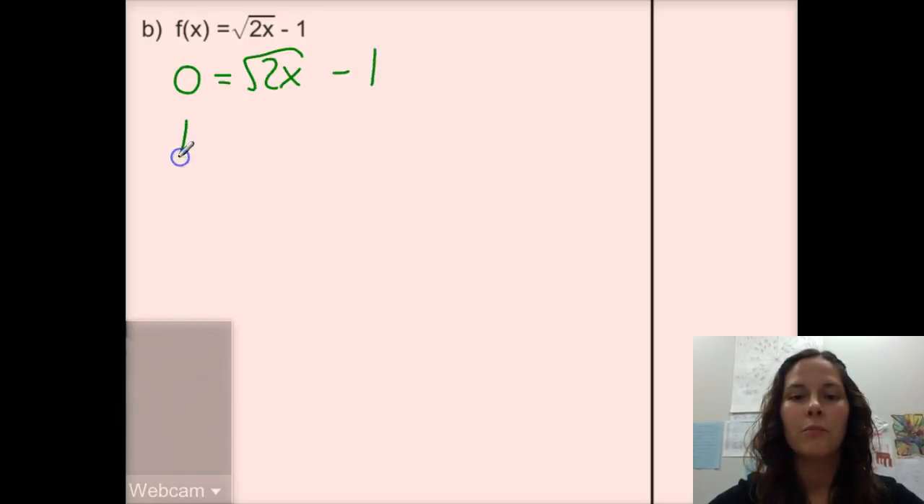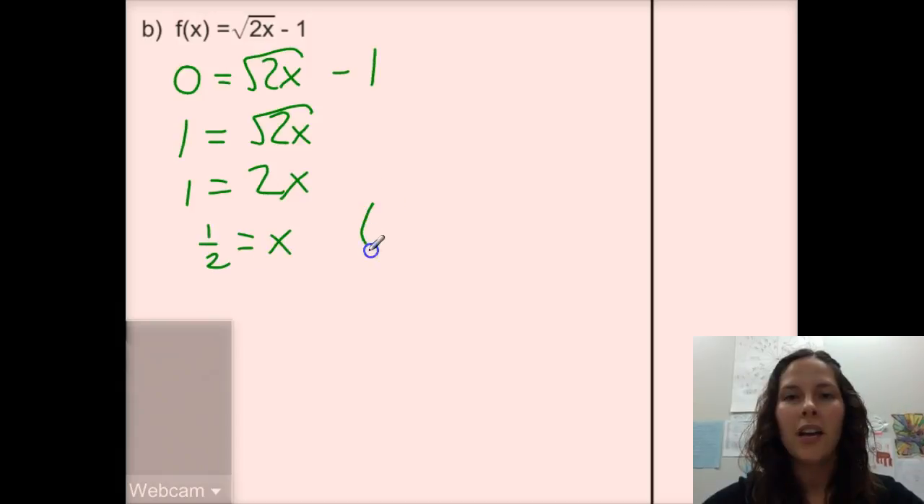Solving, we'll add 1 to both sides. To cancel the square root, we will square both sides and divide both sides by 2. So the zero of this function is 1/2. Again, expressing that as an ordered pair, we got 1/2 for x when we substituted 0 for y.